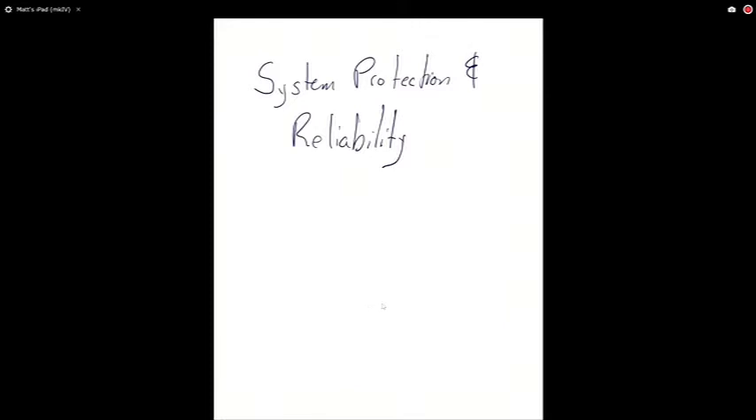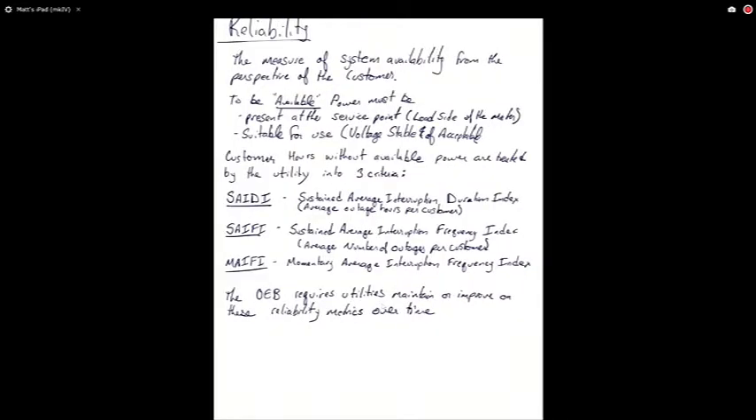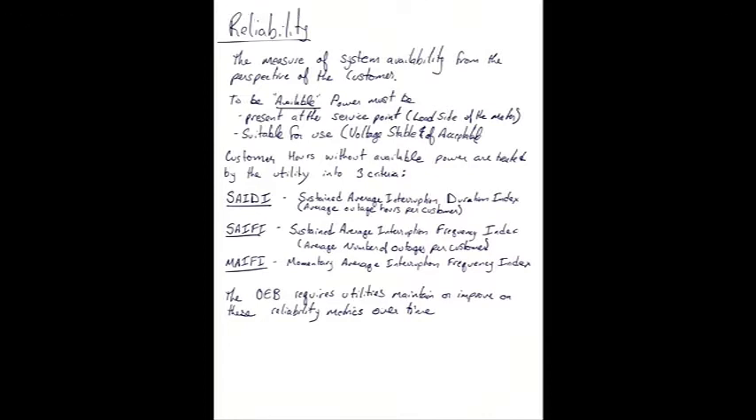In back, we have system protection and reliability I wanted to talk to you guys today about. Reliability is a measure of the system's availability from the perspective of the customer. For power to be available, it has to be present at the service point, specifically the load side of the meter. That's where we consider power to have been delivered to. And it has to be suitable for use. So the voltage has to be present and stable and within an acceptable boundary, not too low, not too high, but within the delivery service standard.